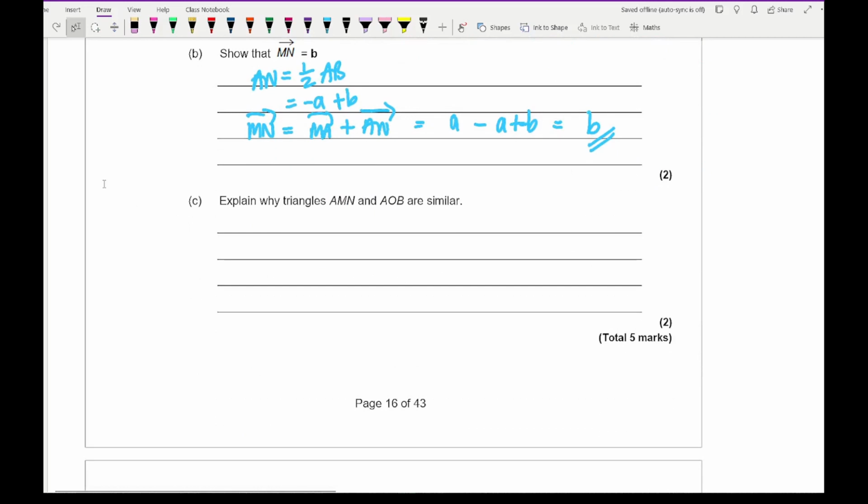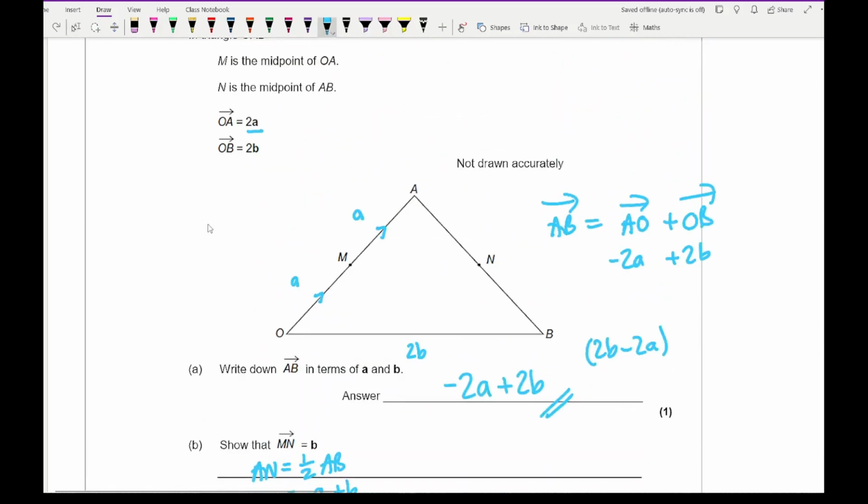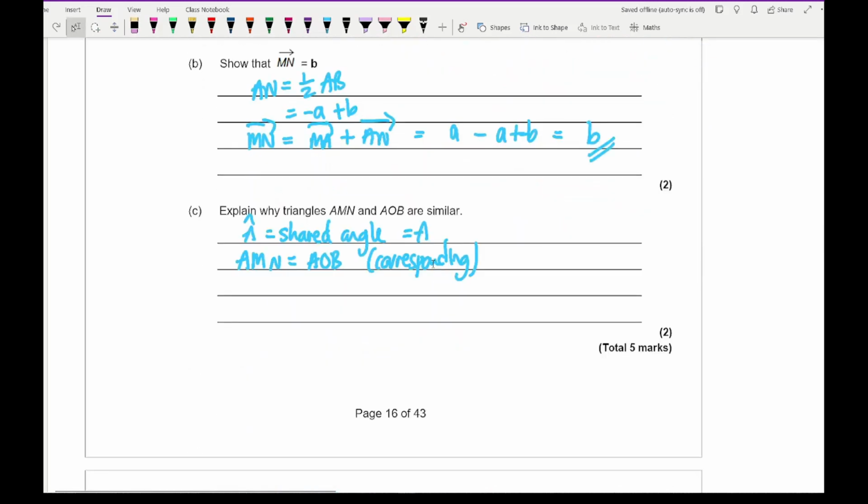And then explain why triangles AMN and AOB are similar. Well, here we've got that angle A is a shared angle. So that's an angle done. And we know that AMN equals AOB, and because it's corresponding, in other words, like an F angle. So if I go back and just draw a line here, then we know that this angle is the same as this angle. And also that this angle here is going to be the same as that angle here, and that there is a shared angle between the two triangles. So that's all I need to then write.